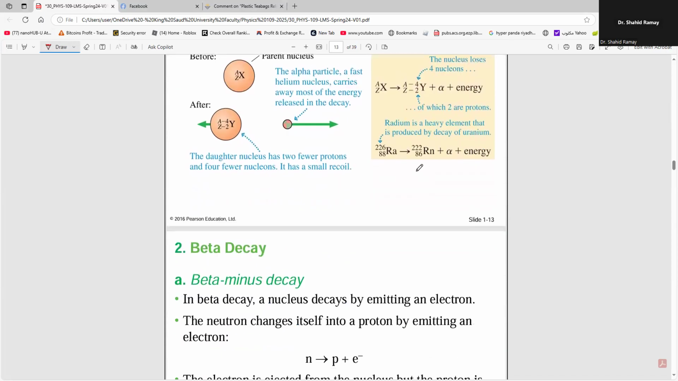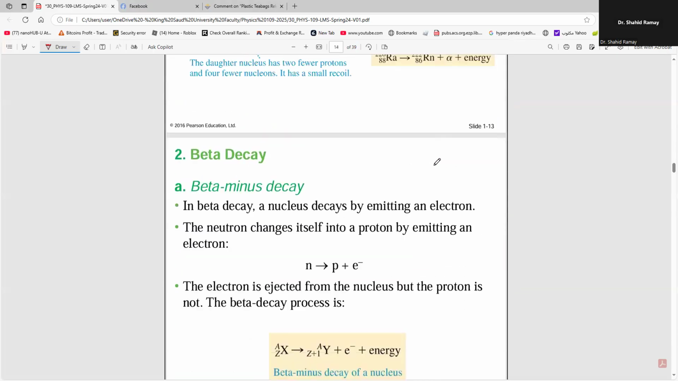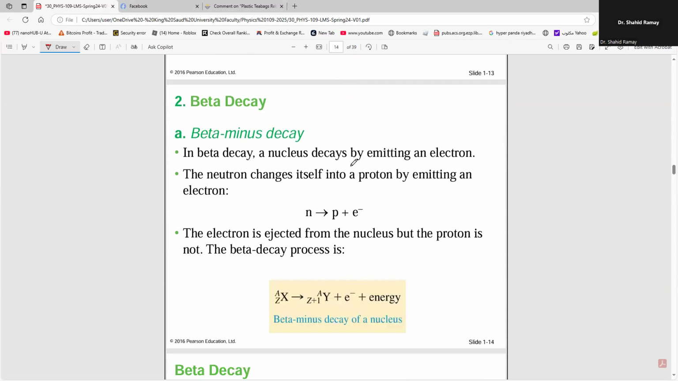Here you can see various examples are given. Radium is a heavy element that is produced by decay of uranium. Here the radium is converting into radon, with 88 and 86 and 226 to 222. So Z is decreased by 2 and A is decreased by 4, and an alpha is emitted. I have already discussed this.